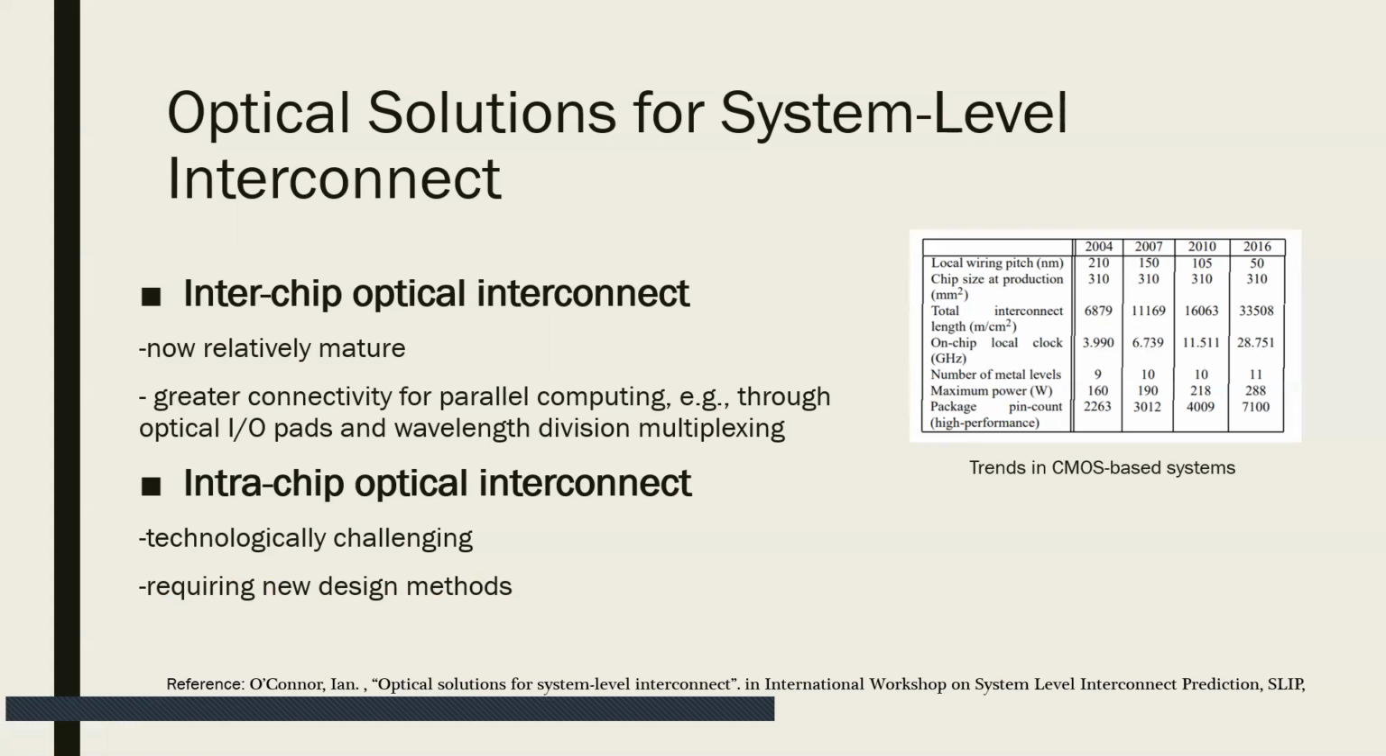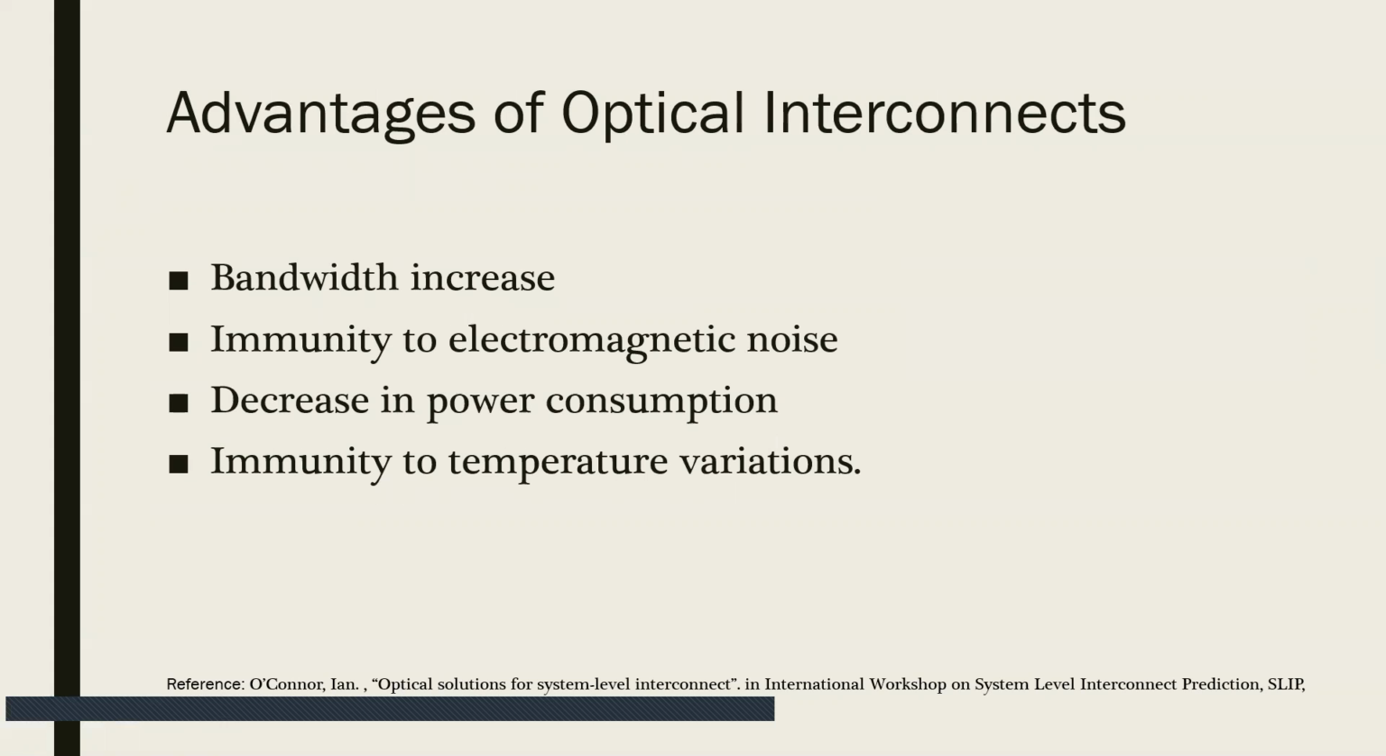So the optical solutions arise in two ways. One is called interchip, and the other is intrachip. So interchip is now relatively mature, and it offers greater connectivity for parallel computing through the optical I/O pads and wavelength division multiplexing, while the intrachip one is more challenging and still requires more design methods. The advantages of optical interconnects include the increasing bandwidth and the immunity to EMI noise, and the decrease in power consumption and the immunity to temperature variations.